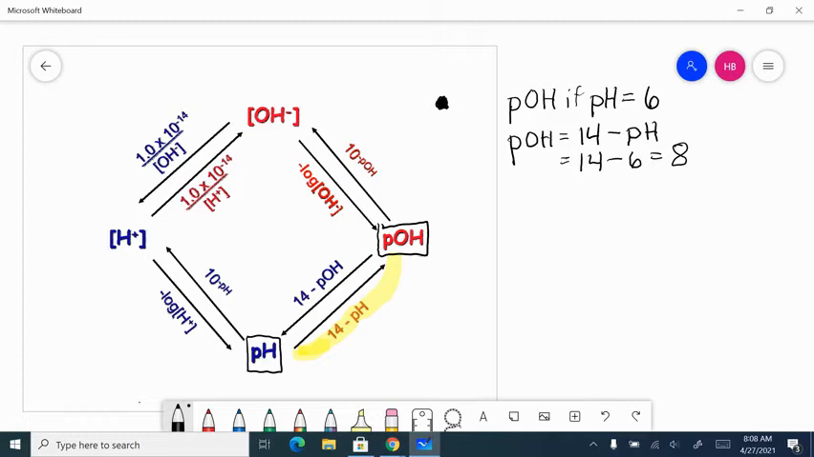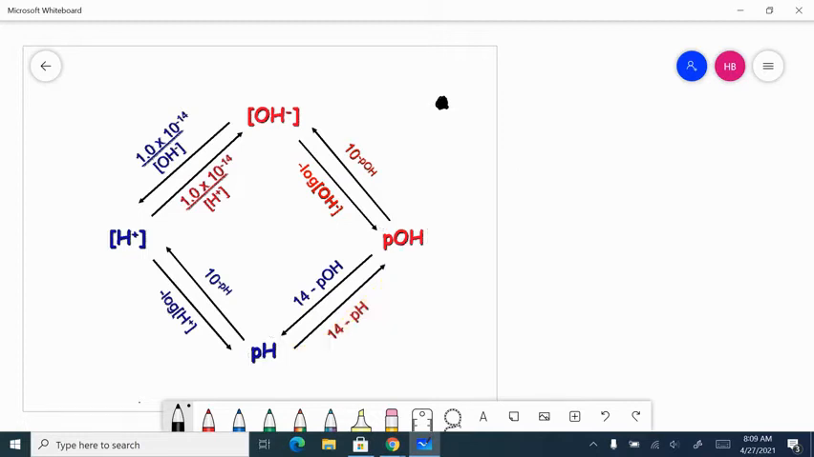Let's do a different problem. What if they asked you to find the pH if the concentration of H plus is 6.42 times 10 to the minus 5? This is a concentration, so this is relating to how many moles are there in a liter of solution, and that's going to determine the pH.